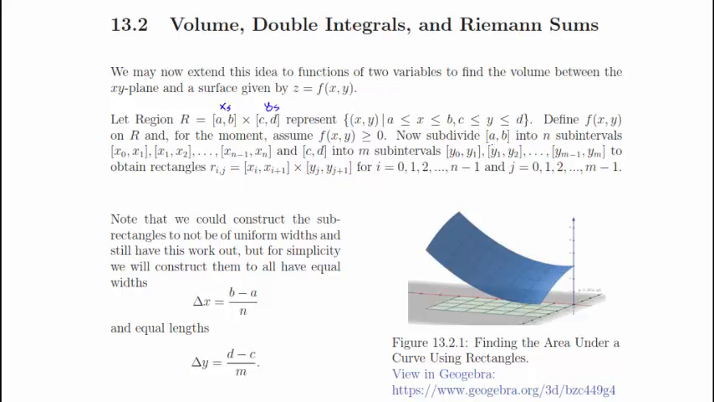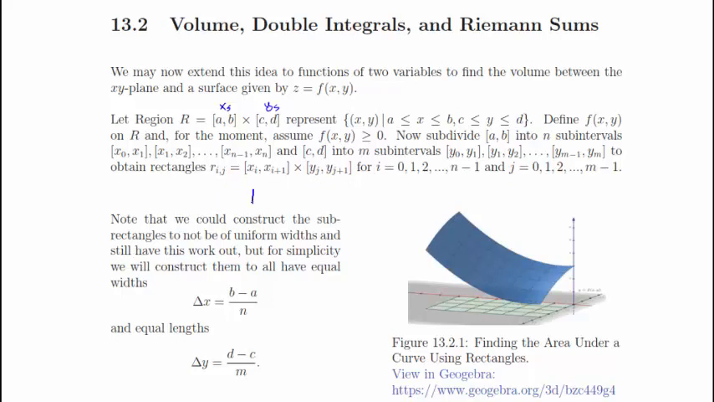So we're going to subdivide the x interval from a to b into n subintervals, x0 to x1, then x1 to x2, all the way down to x sub n minus 1 to x sub n. And then we'll take the y interval c to d, and we're going to cut it into m subintervals, y0 to y1, y1 to y2, etc., all the way down to y sub m minus 1 to y sub m. To obtain the rectangles, R sub i,j equals x sub i to x sub i plus 1 crossed with y sub j to y sub j plus 1.